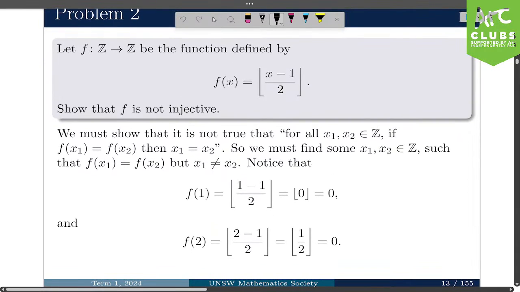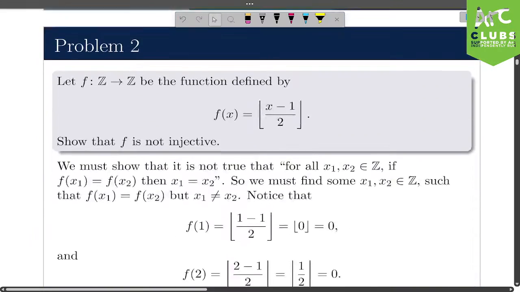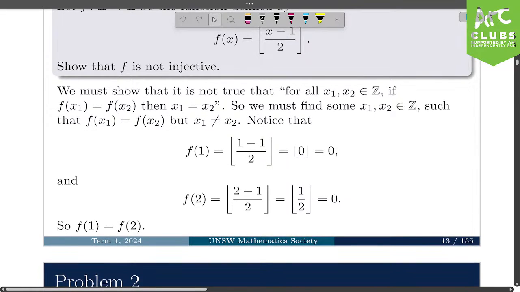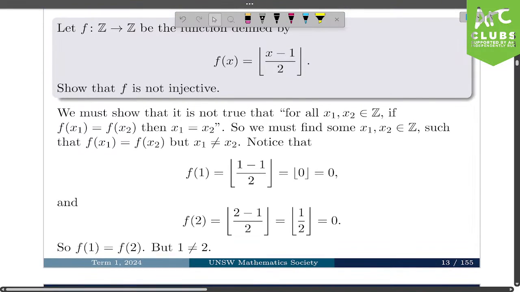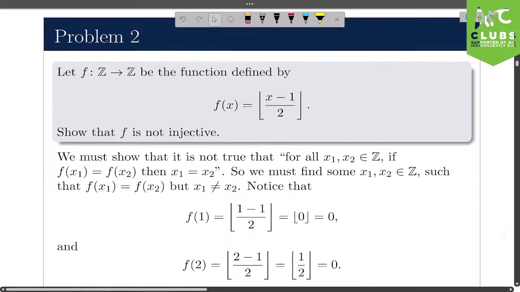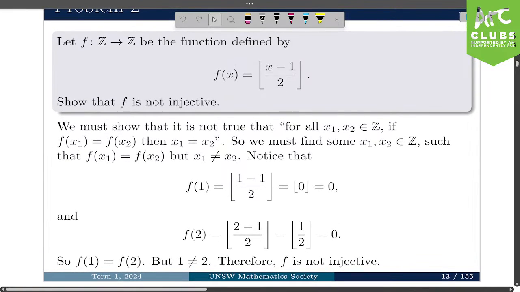And 2 maps to 0 as well, right? So these are two elements that have the same output. Outputs are equal, but 1 does not equal 2, so these two input elements are not in fact equal. That breaks our condition for injectivity, and therefore f is not injective.